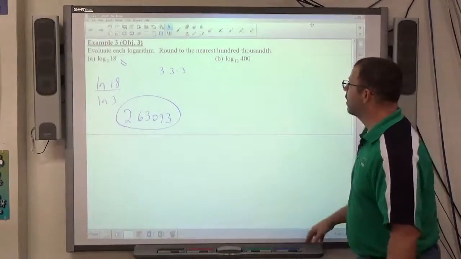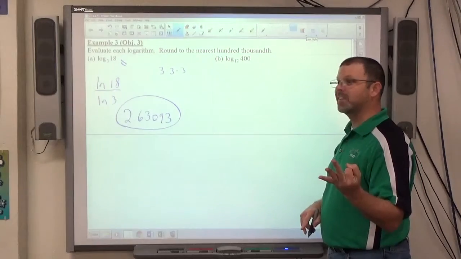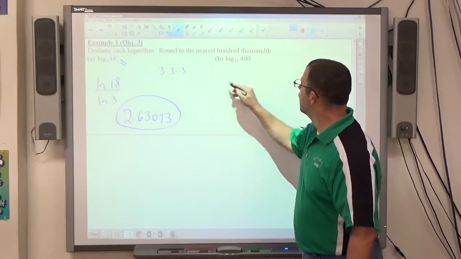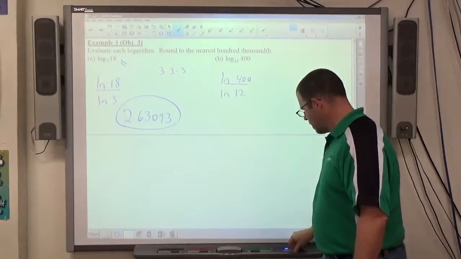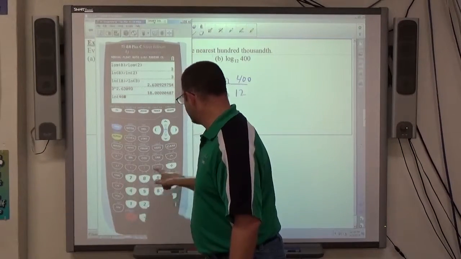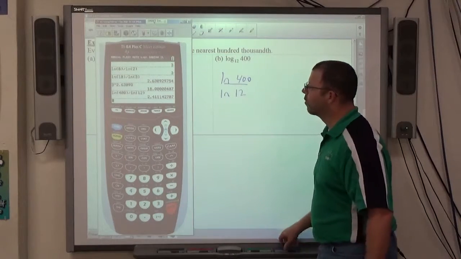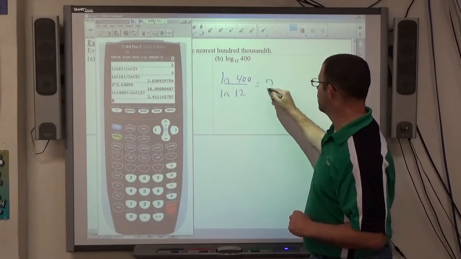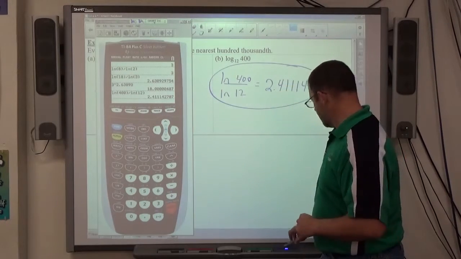All right. Same deal for part B, log of 400 base 12. Again, if I do 12 times 12 is 144, times 12 again is 1728. Skipped 400, right? So can't do it with the power rule. So natural log of 400 over the natural log of 12. It's just a matter of typing that in our calculator. ln 400 on top divided by ln 12 on the bottom. And that comes out to 2.411142707. Again, nearest 100,000th, that's 5 decimal places, 2.41114.